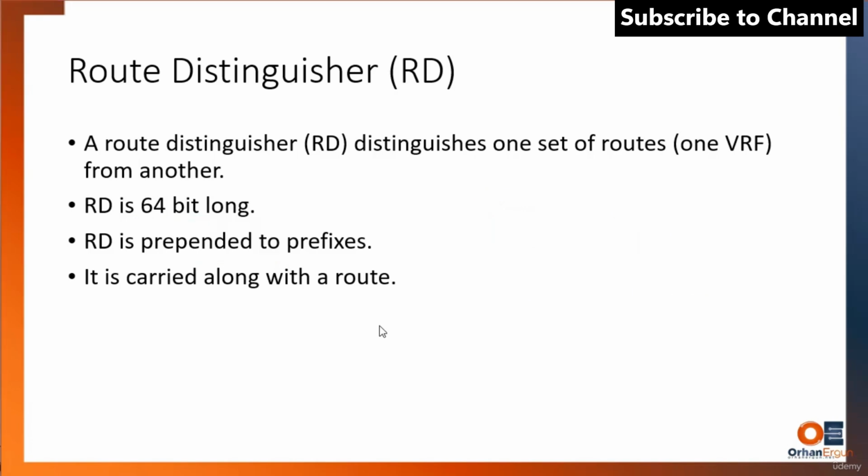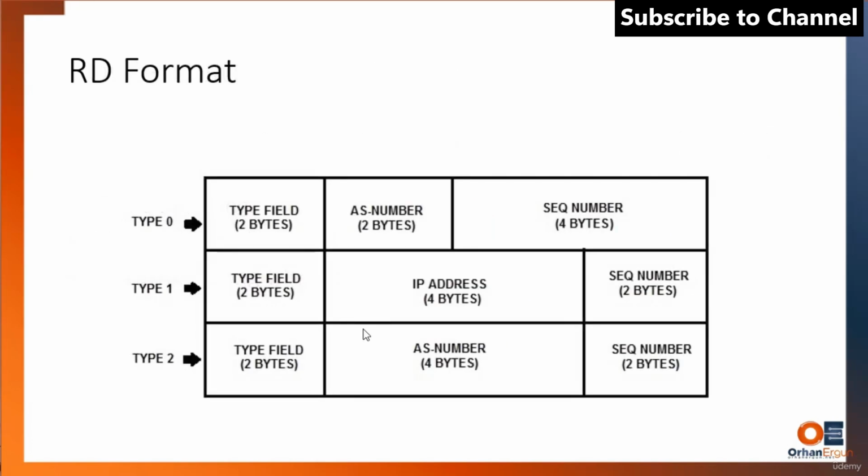Now, like I said, this is a 64-bit value. And what does this 64-bit value show us? We can, as a matter of fact, present it in different ways. There are 3 types of presentation. The first one, of course, says what type of field we are talking about. So 2 bytes of this, 8 bytes is going to be allocated to type field, but we are going to be left with 6 more bytes. Now, this 6 more bytes can be used in 3 different ways.